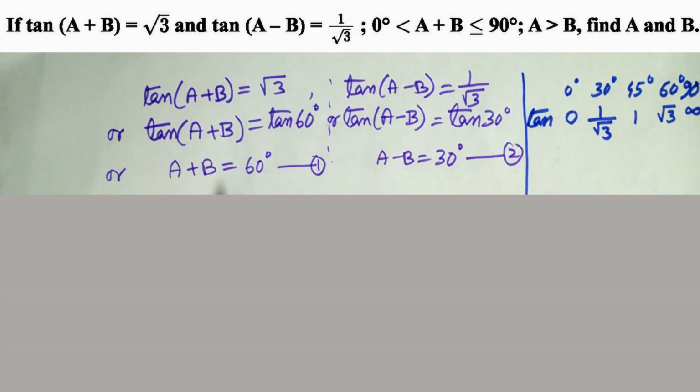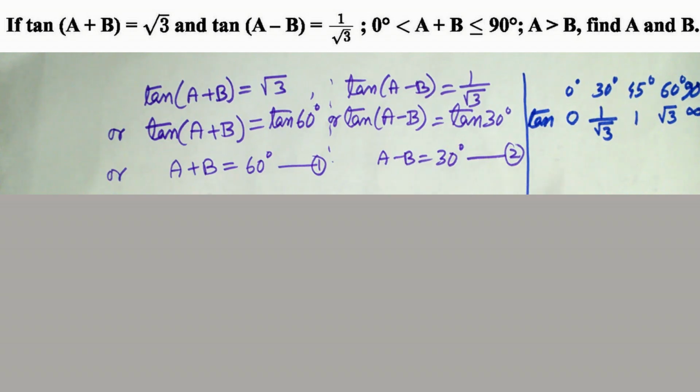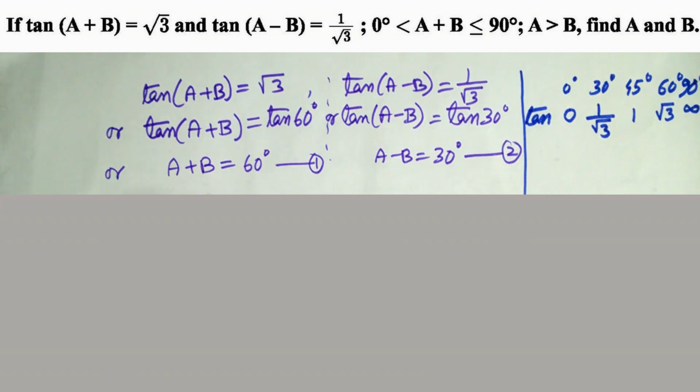Observe these two equations. Obviously, if we add equations 1 and 2, what will we have? a plus b plus a minus b. b will get cancelled, only a remains, and the right hand sides are simply added. So obviously we can get the value of a.